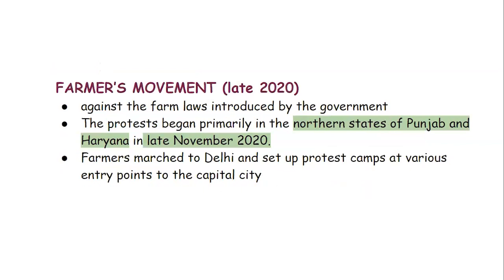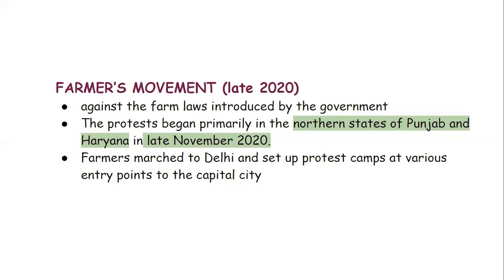Second option is farmers movement. So the farmers movement in India, specifically the recent and significant protest against the farm laws introduced by the government, gained momentum in late 2020. It is a recent movement, and I think you all are familiar with this from news and TV reports and all that. So it gained momentum especially in late 2020.